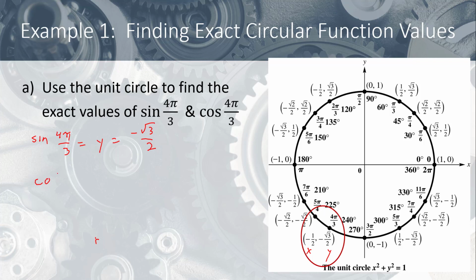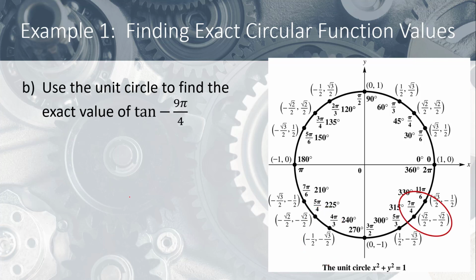Cosine of 4 pi over 3, exact same thing. Cosine of 4 pi over 3 is equal to x. Well, x in this case is negative 1/2. There you go. You're done.